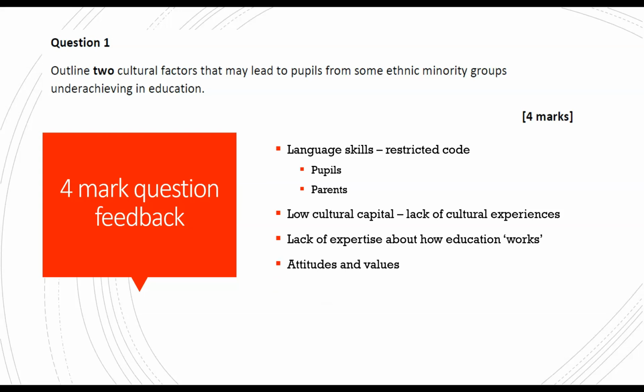Fourthly, anything about attitudes and values was accepted. For example, some groups might not value education as much as others. And finally, quite a lot of people wrote about family structure and how some ethnic minority groups, particularly Afro-Caribbean families, are often headed by a lone parent, a single mother, who might not have the time to support children, for example with homework, because they're working long hours.